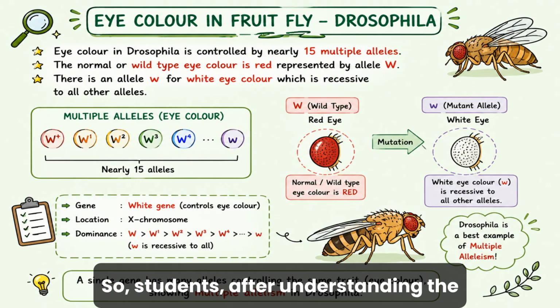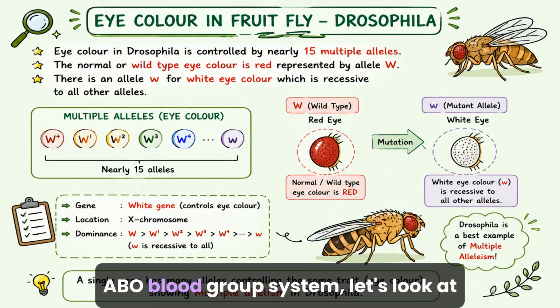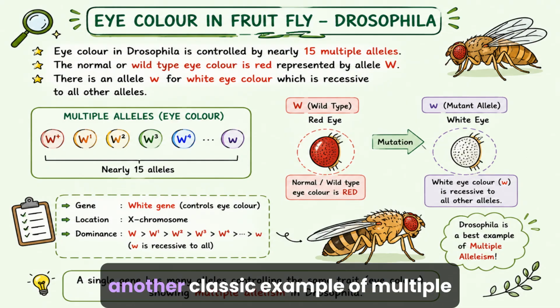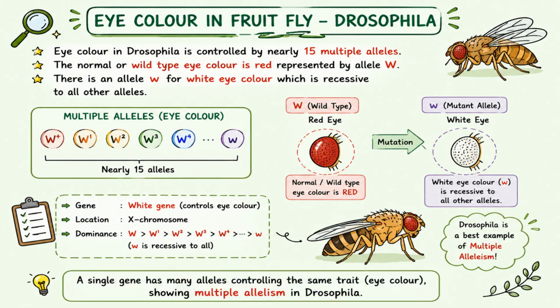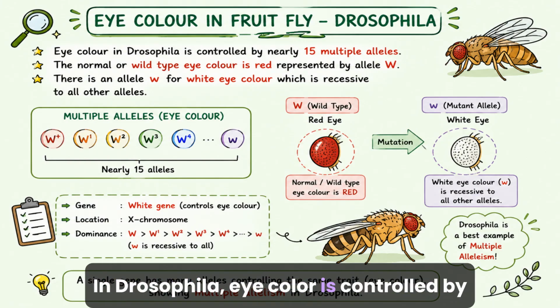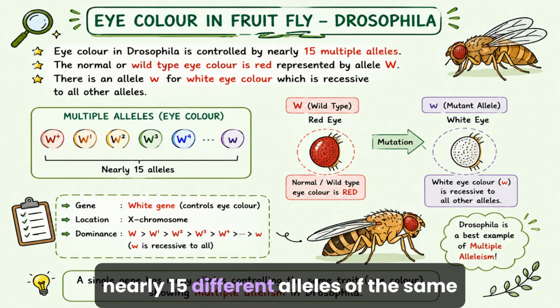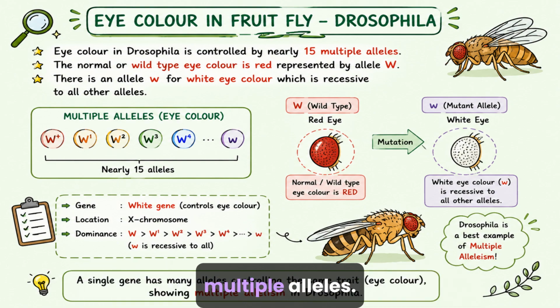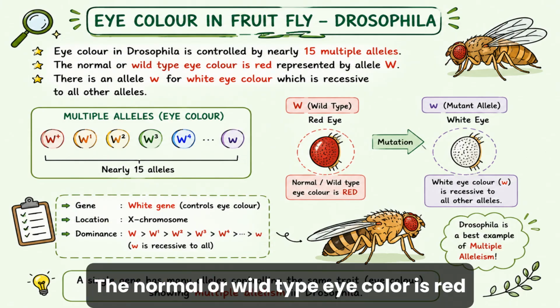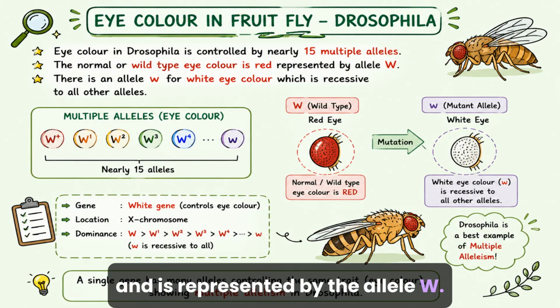So students, after understanding the ABO blood group system, let's look at another classic example of multiple allelism, eye color in the fruit fly, Drosophila. In Drosophila, eye color is controlled by nearly 15 different alleles of the same gene, making it an excellent example of multiple alleles. The normal or wild-type eye color is red and is represented by the allele W+.